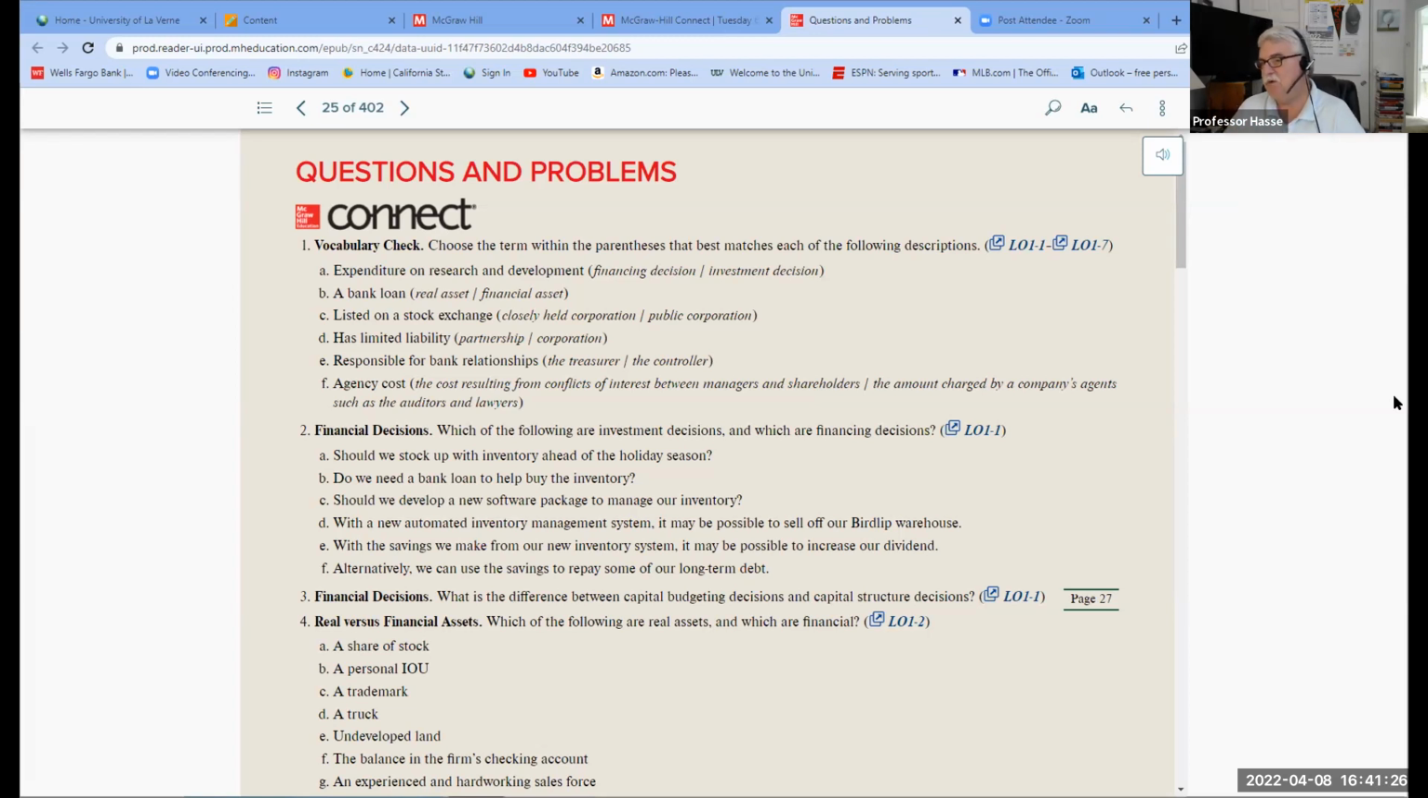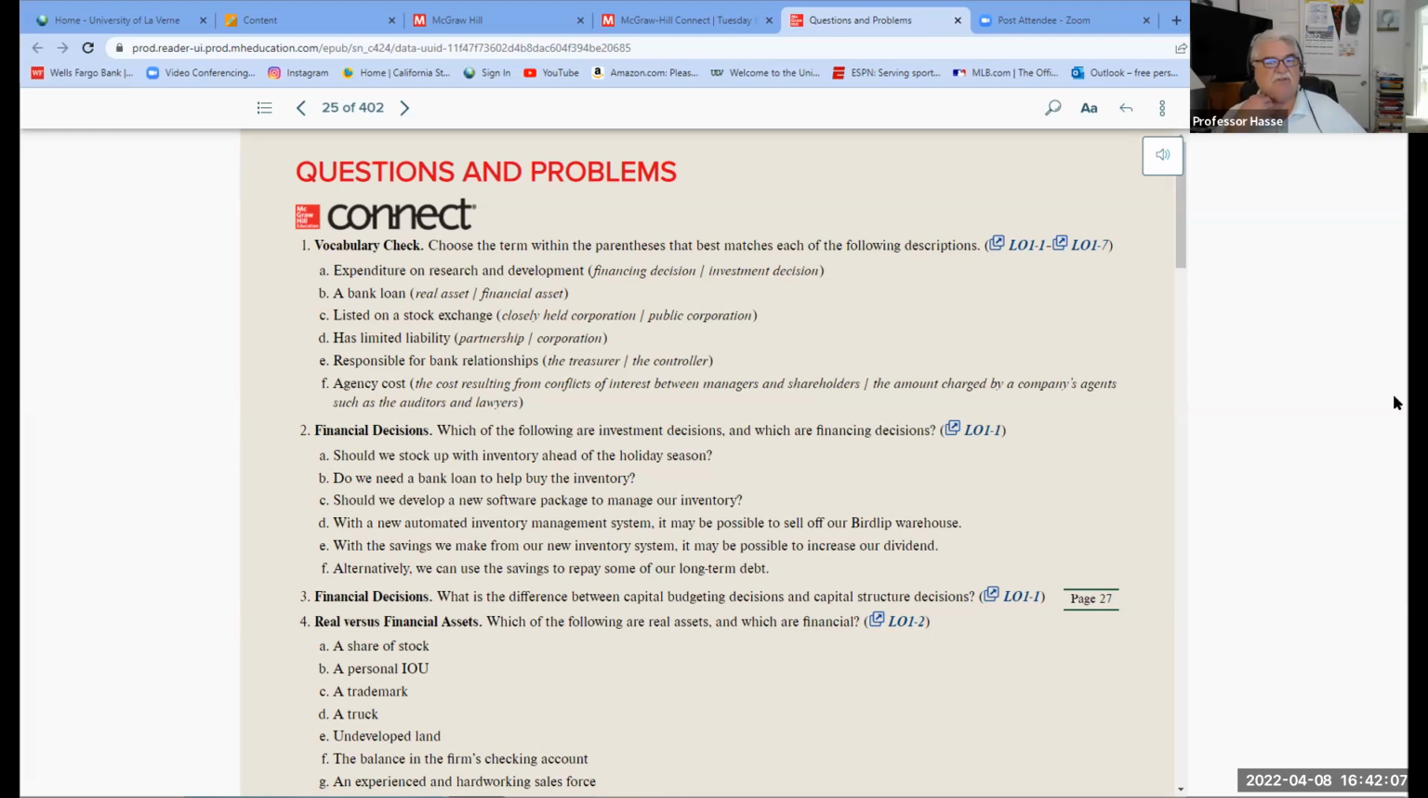Many of you might work for companies that have an R&D department. They invest in assets that hopefully will create new products and create new growth into the future. That's an investment decision. Remember, in finance, there are two types of decisions: a financing decision and an investment decision. And this is one of the priorities of the chief financial officer. A bank loan, is that a real asset or a financial asset? That is a financial asset. It's a financial asset, especially for the bank, because it's providing capital as a loan to a company. So it's a financial asset.